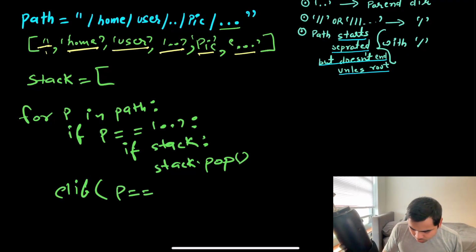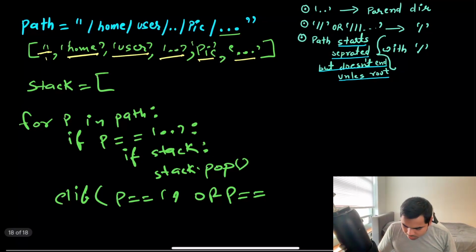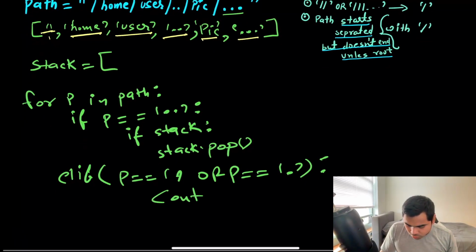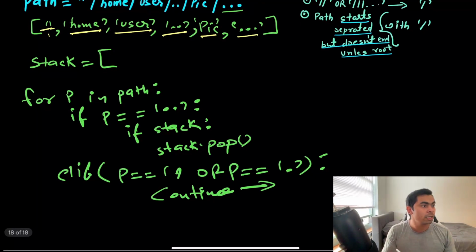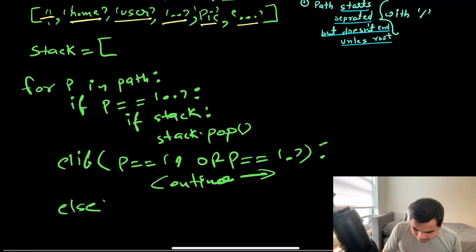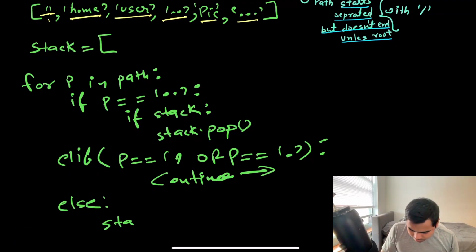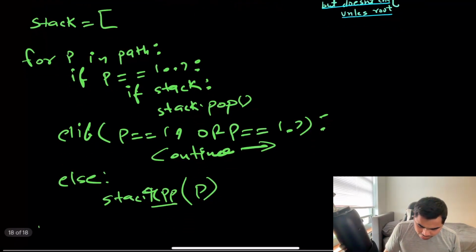If this P is equal to either empty, or this P is equal to this single period, which means current directory, then I just want to ignore and continue. Okay, you know what I'm talking about. Continue. Else you want to append all the remaining names to your stack. So stack dot append, remember this is append P to stack. That's it.